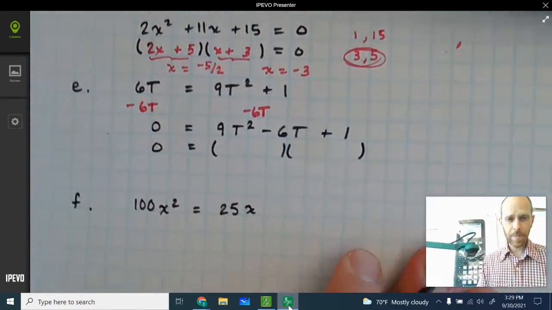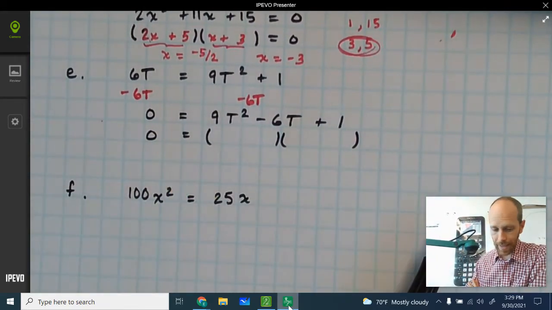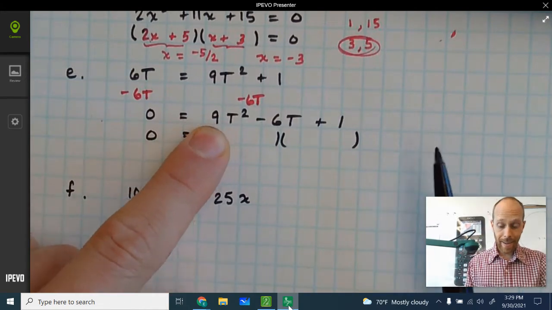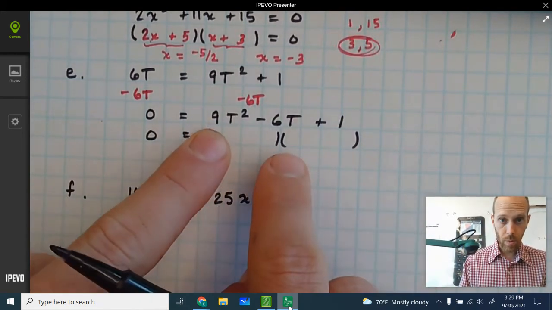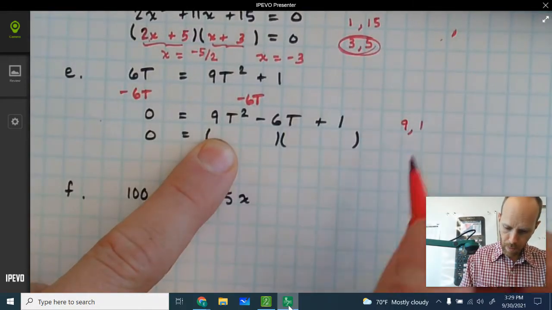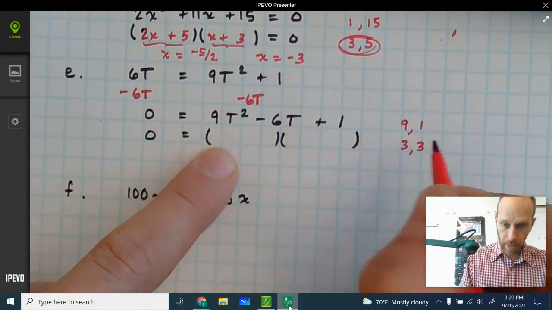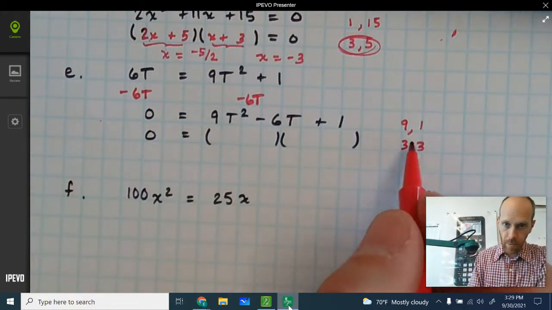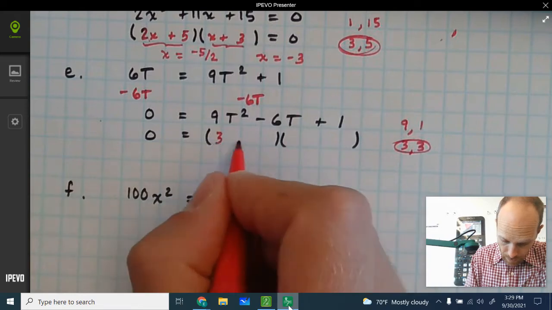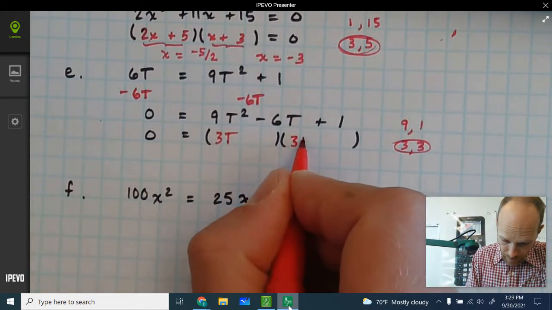We factor. Now, this one's kind of interesting because our leading term is a 9. And so we've got a couple options. We could do 9 and 1, or we could do 3 and 3. Again, I'm a big fan of starting with the two numbers that are closer to each other. So let's start with 3t and 3t.